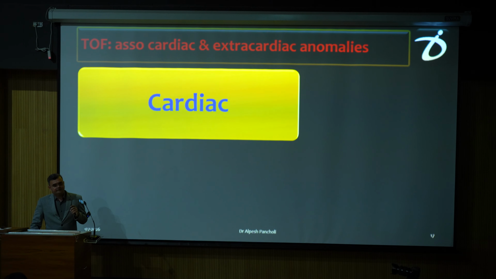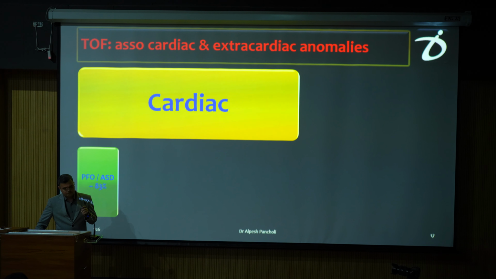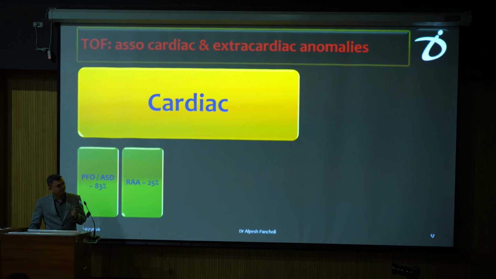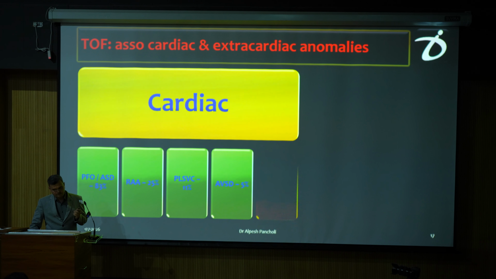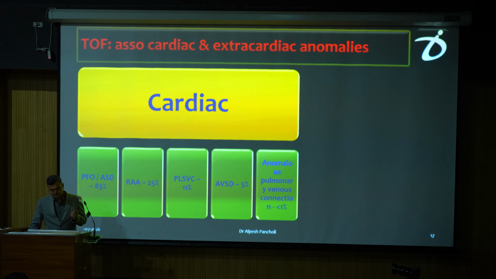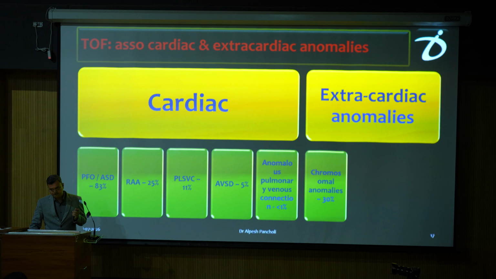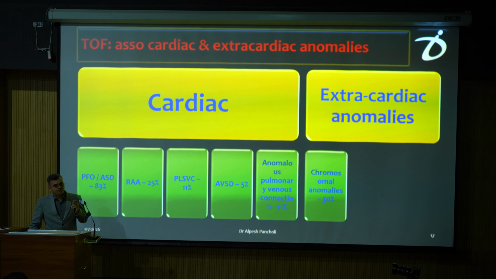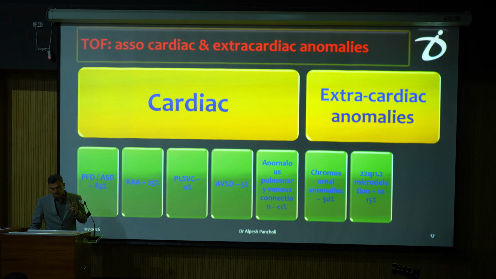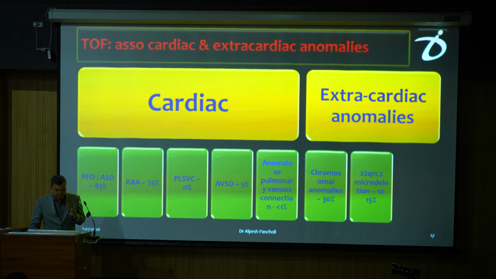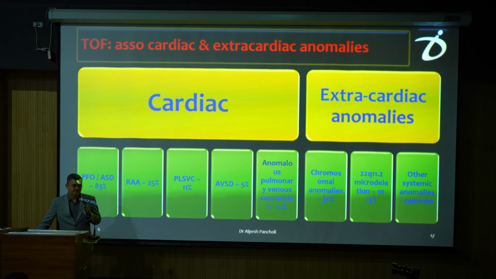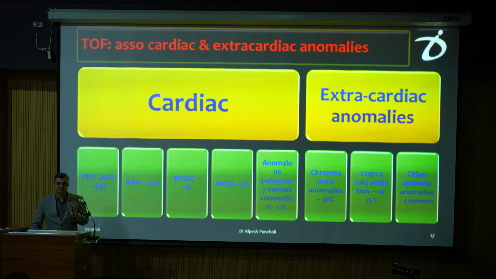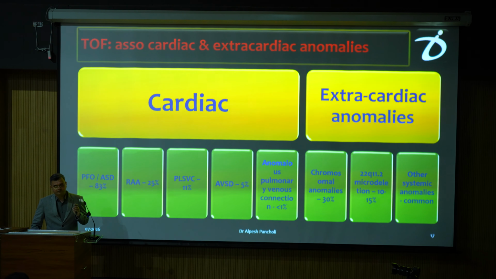So what are the associated cardiac and extracardiac findings? It can be associated with PFO or ASD in about 80% of the cases, right aortic arch in 25% of the cases, PLSVC in 11% of the cases, AVSD and anomalous pulmonary venous return. Extracardiac anomalies can be there. Chromosomal abnormalities are in about 30% of the cases, DiGeorge syndrome in about 10 to 15% of the cases, and other systemic anomalies are also common. So whenever we find TOF, we have to advise invasive testing to get a chromosomal workup done.